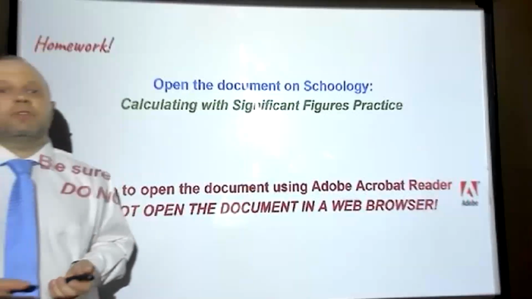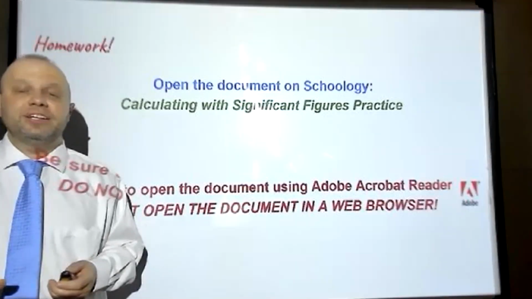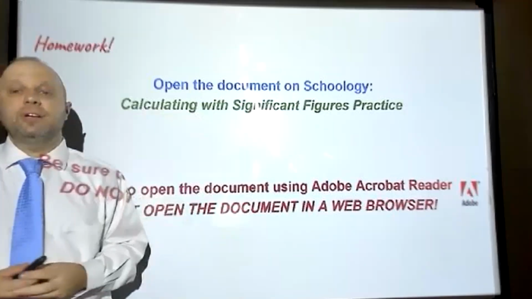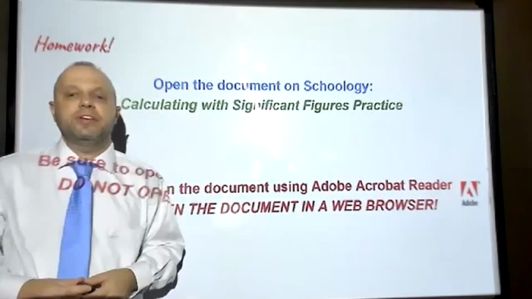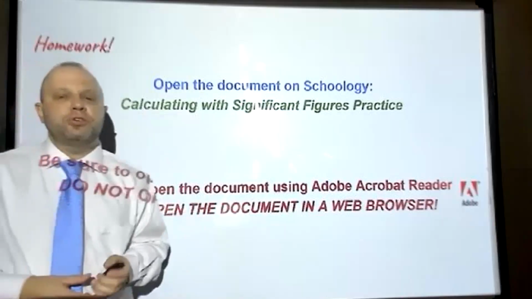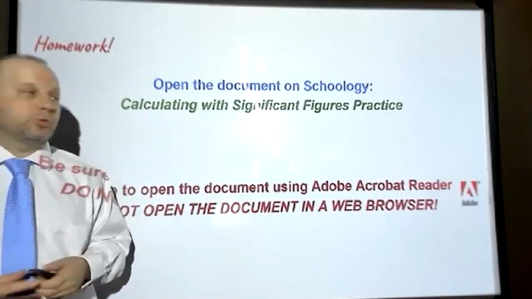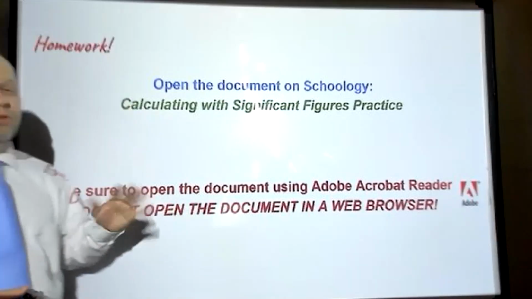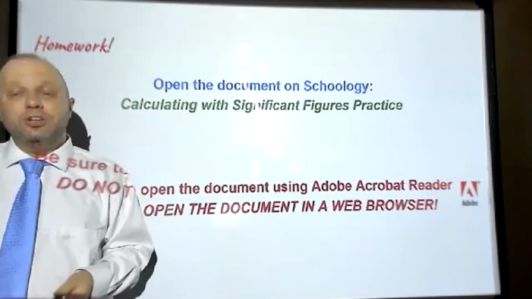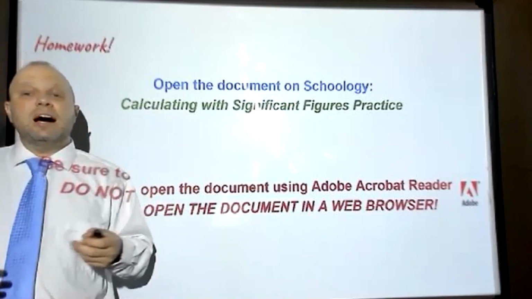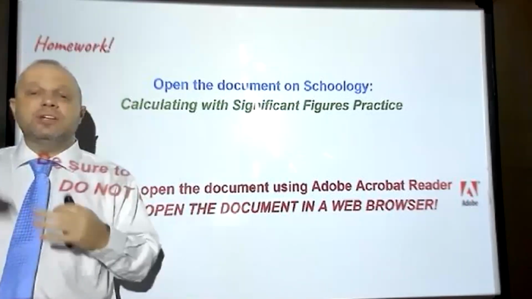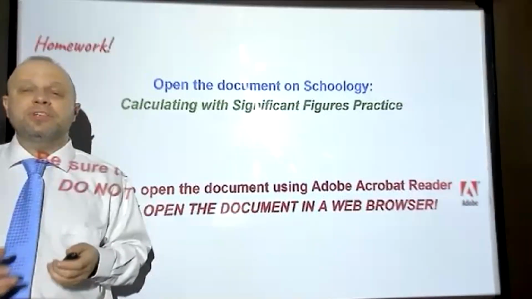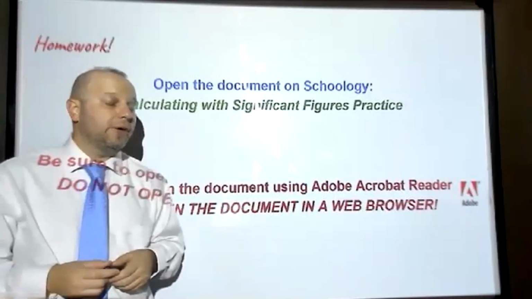Okay, so your homework for tonight, or for this week, if you're in cyber, is to look at this assignment. It's called Calculating with Significant Figures Practice. It's also found in the Lesson 3 folder on Schoology, so you could take a look at it there. What I'm asking you to do, there are 5 problems on there. I'd like you to try those 5 problems. I gave you lots of space so you can show your work. Please try and count up the number of significant figures and show that work as well.